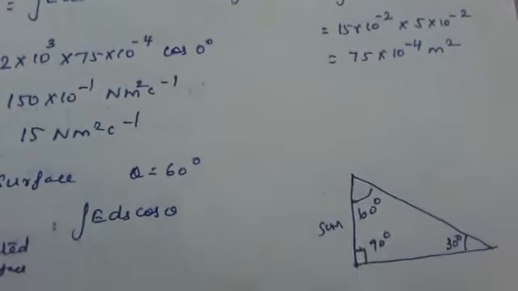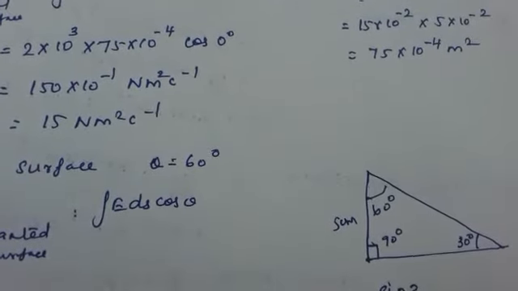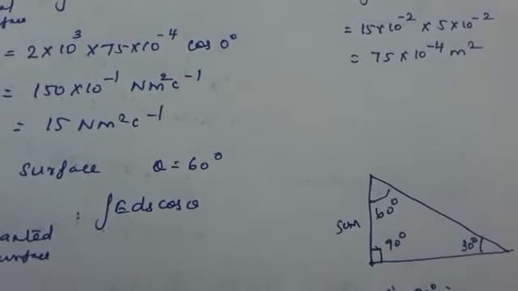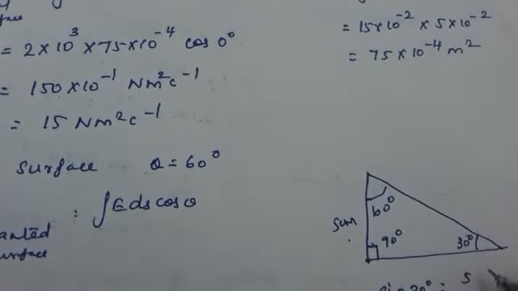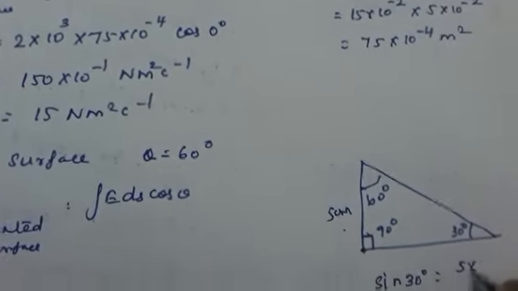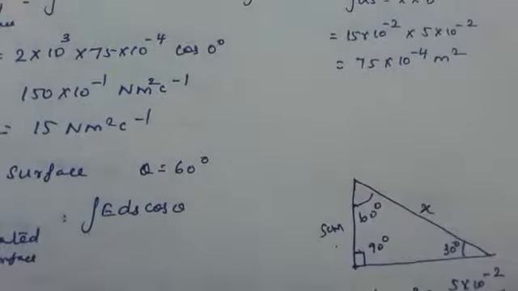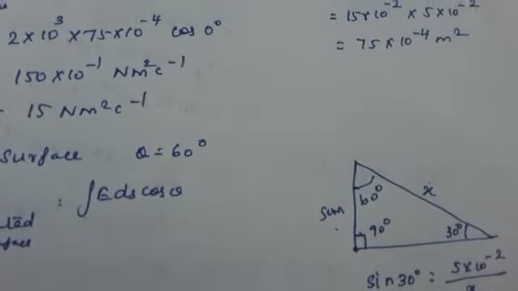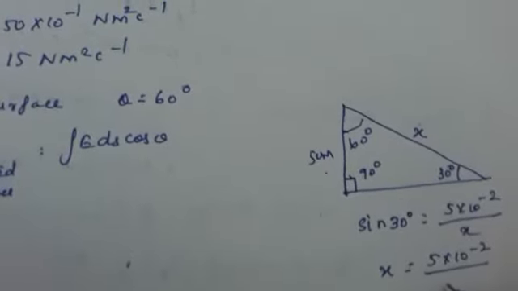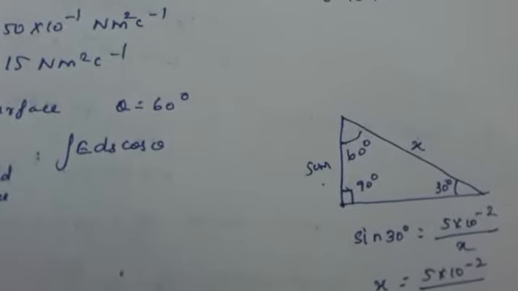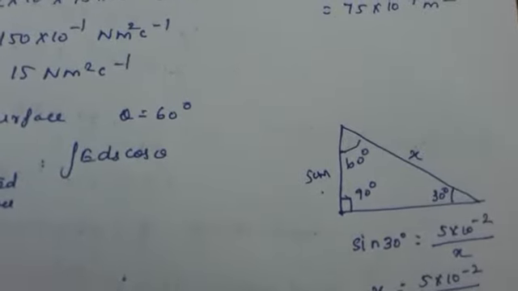Now we know this value alone, so you can take sin 30. Sin 30 is equal to opposite side by hypotenuse. Opposite side is 5 × 10^-2, divided by hypotenuse, which I will take as x. This is what we have to find out. So x is equal to 5 × 10^-2 divided by sin 30. Sin 30 is 1 by 2, so it is 10 × 10^-2. This is your x value.